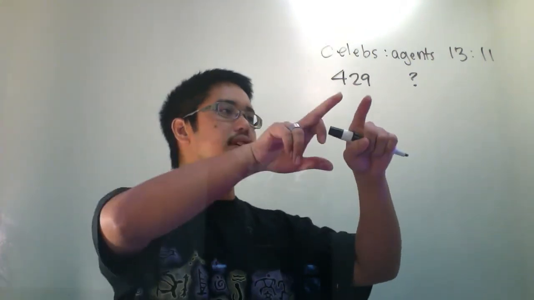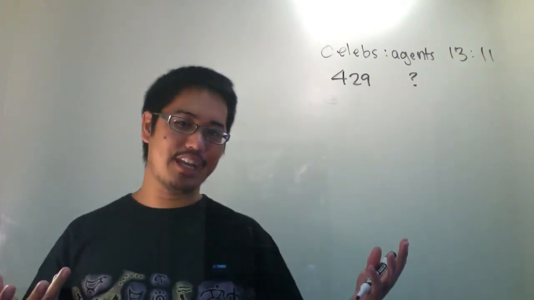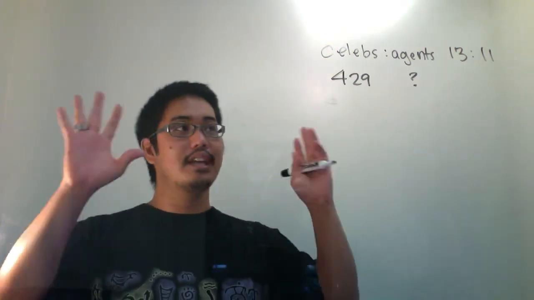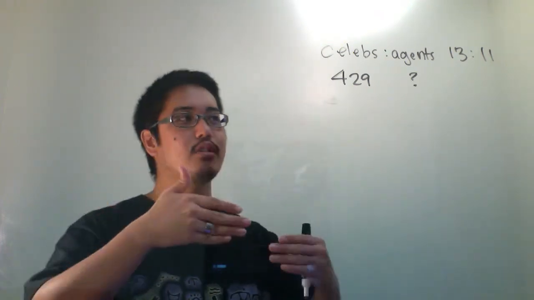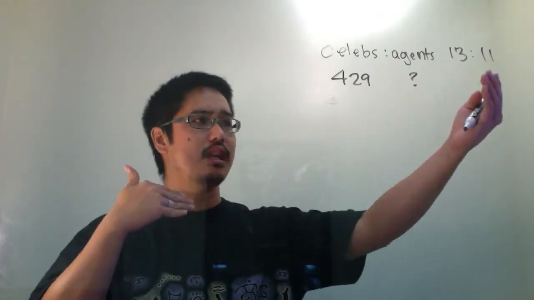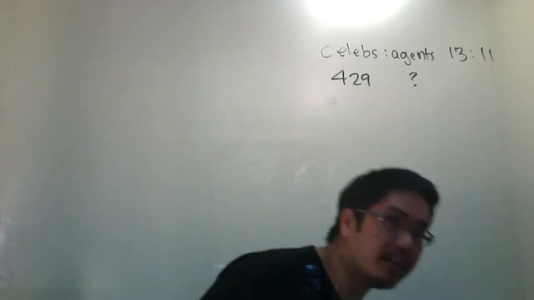We have celebrities and we have agents. Whenever you have a celebrity hanging around, you have their agent hanging around. So here's the problem. Inside of a room, we have celebrities and agents. The ratio of celebrities to agents is 13 to 11. There are 429 celebrities inside of the room. How many agents are there?